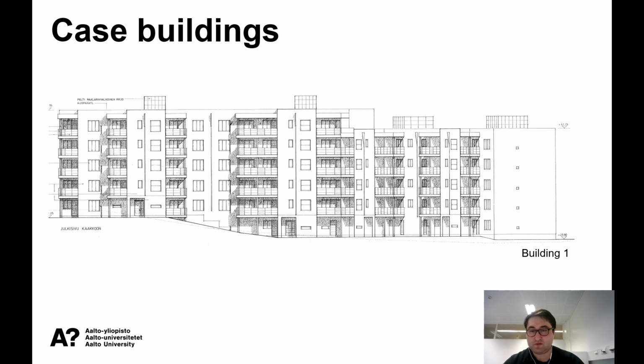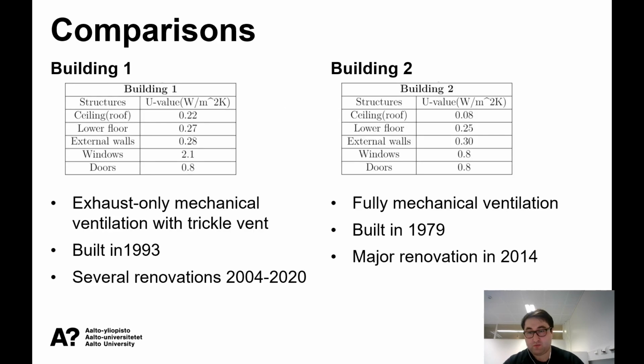During the study, several buildings were investigated, but in my case, I mainly focused on two buildings. Building 2 has a solid window U value. Ventilation type is mechanical exhaust and inlet. It was built in 1979 and renovated in 2014, while Building 1 has exhaust-only mechanical ventilation with trickle vents. Window U value is a bit worse than in Building 2, and the building has gone through a lot of renovation work from 2004 to 2020.